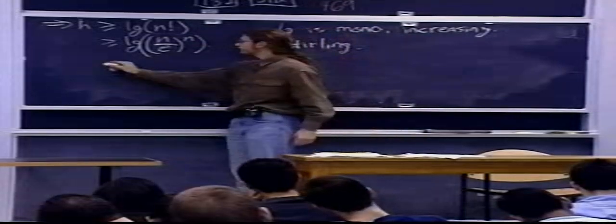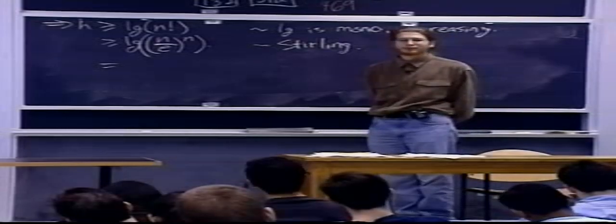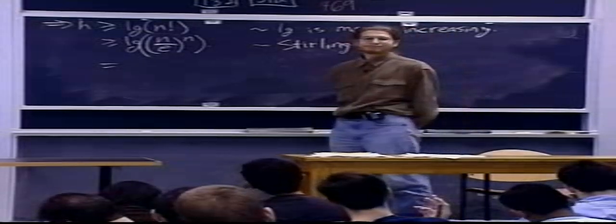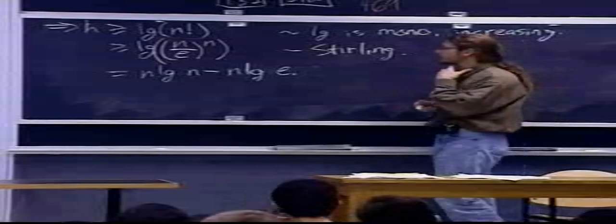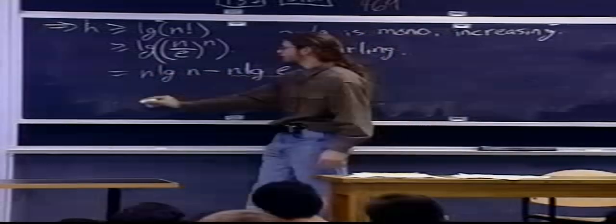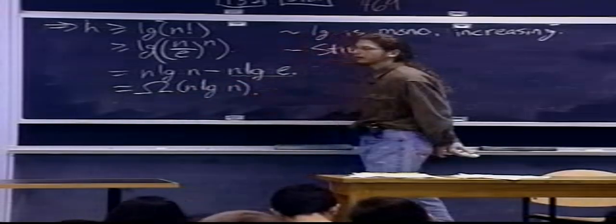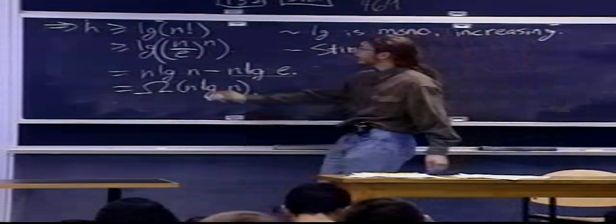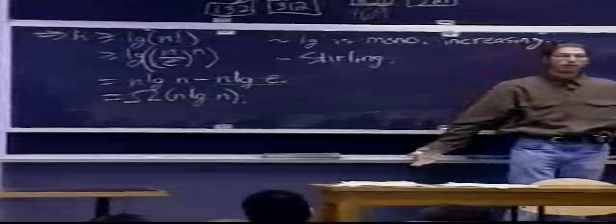And now we can take logs. So what is the log of this? Practice your log formulas. Yeah? N log n minus n log e. Right. Cool. So this is order n, and log e is a constant. This is n log n. So this is at least a constant times n log n. So we proved that the height of the decision tree is at least order n log n. We're done.